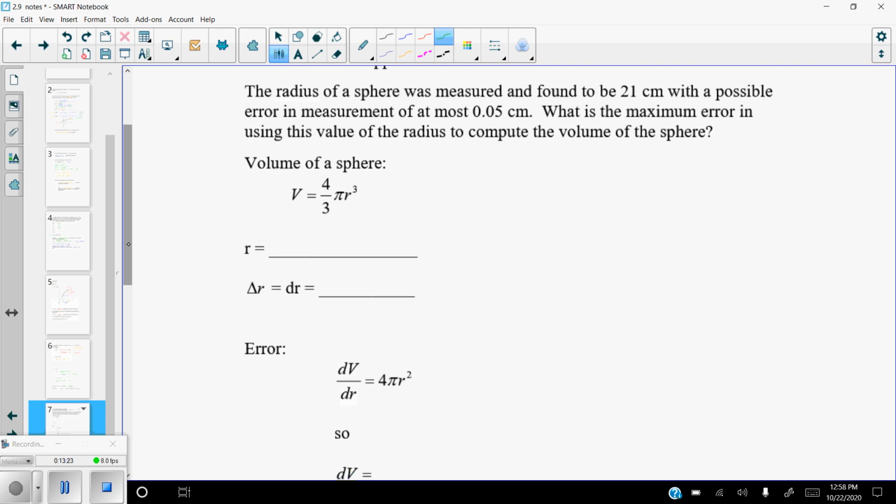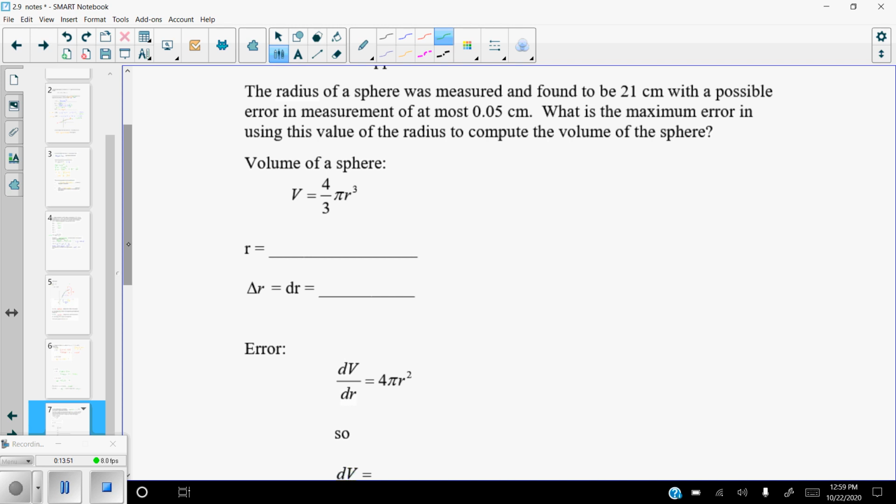So again, it's a big sphere. It's a 21 centimeter sphere, but there's a possible error in measurement. Maybe we just can't touch the sphere. Maybe there's no way to measure it. Whatever the method was, we measured it to be 21. Potential error of 0.05 centimeters in the measurement of the radius. That's the error. So we want to find out what the maximum error in the volume is going to be based upon that.